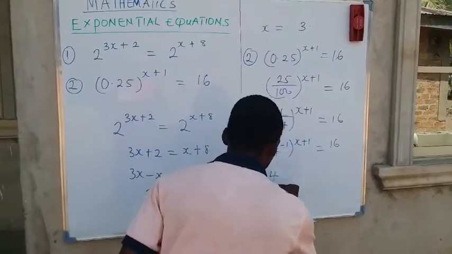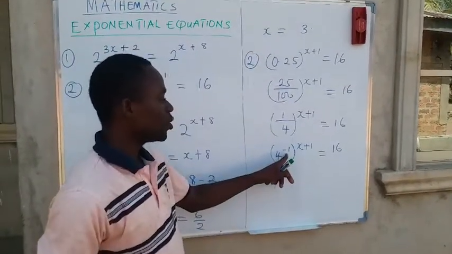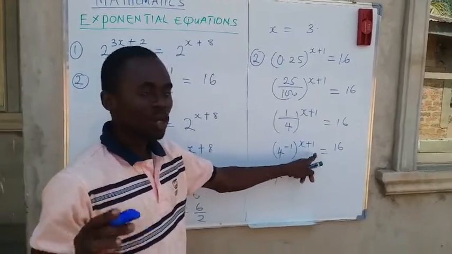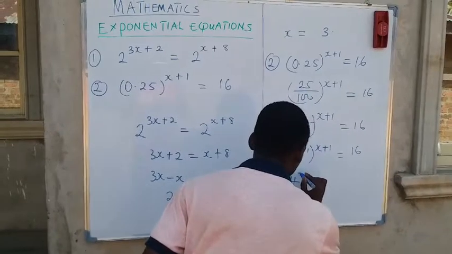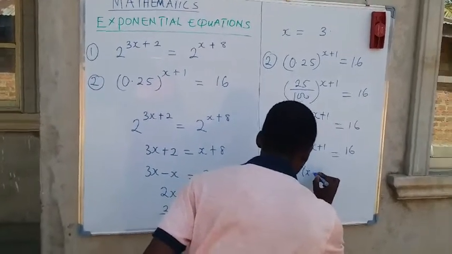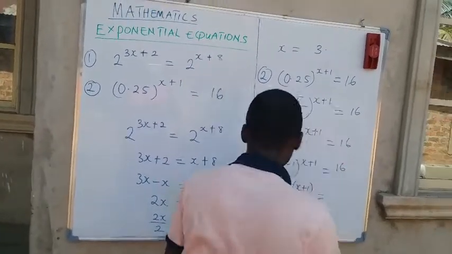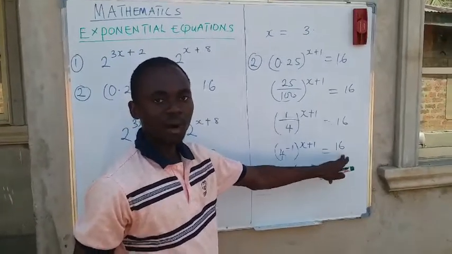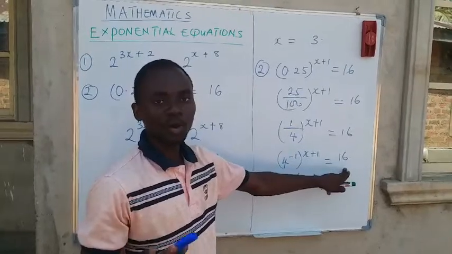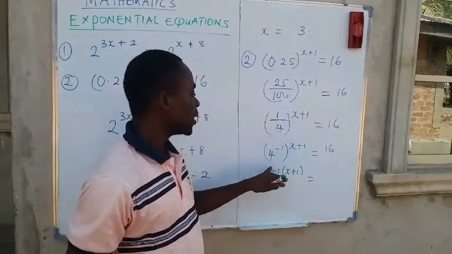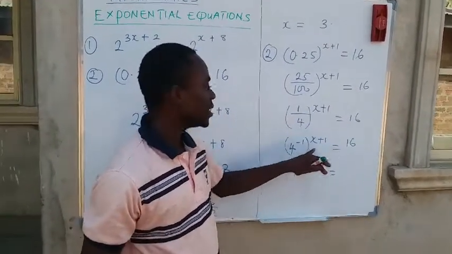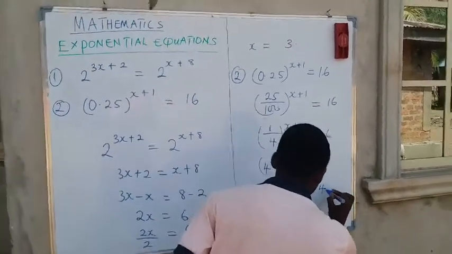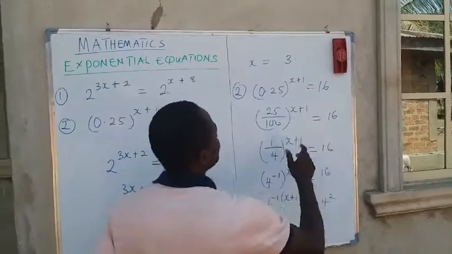Now, by raising the power minus 1 to another power x + 1, we are going to multiply the two powers from our laws of indices, so that we have 4 raised to the power of minus 1 times x + 1 equal to, now on the right hand side, 16 written as 4 raised to the power of 2. Why are we writing it as 4 raised to the power of 2? So that the expressions on the right hand side and the left hand side will have a common base. So 16 is equal to 4 raised to the power of 2.